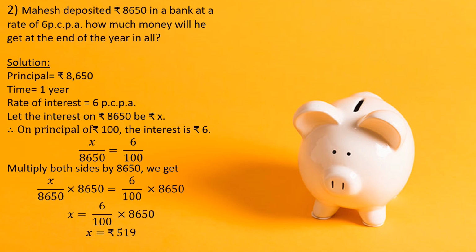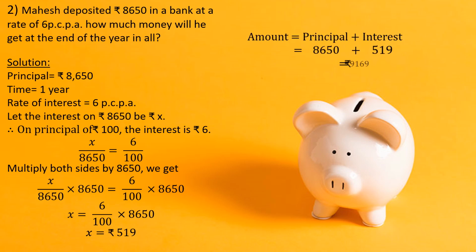Principal 8,650, time 1 year, rate of interest 6% per annum. Since we don't know the interest on 8,650, it will be X. Therefore, on a principal of rupees 100, interest will be 6 rupees. So, X by 8,650 equals 6 by 100. Multiplying 8,650 on both the sides, we get X equals rupees 519. Now, this 519 is nothing but the interest on 8,650.